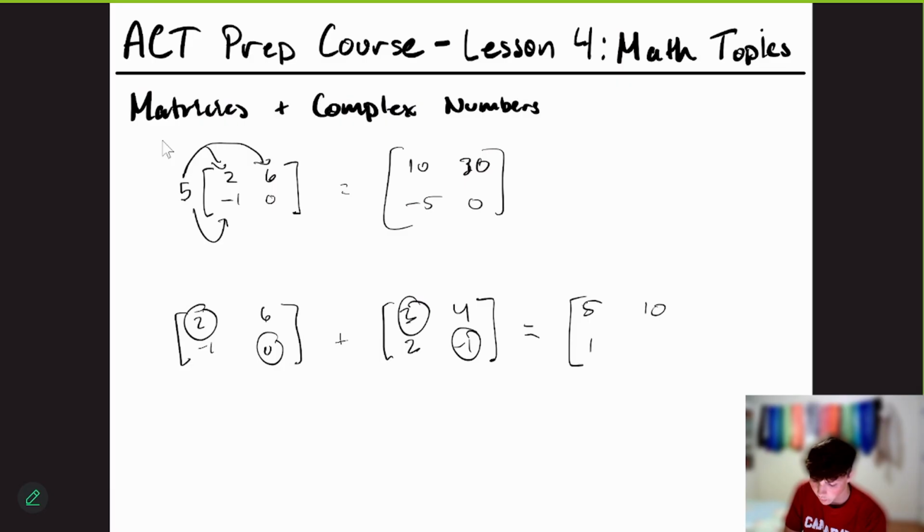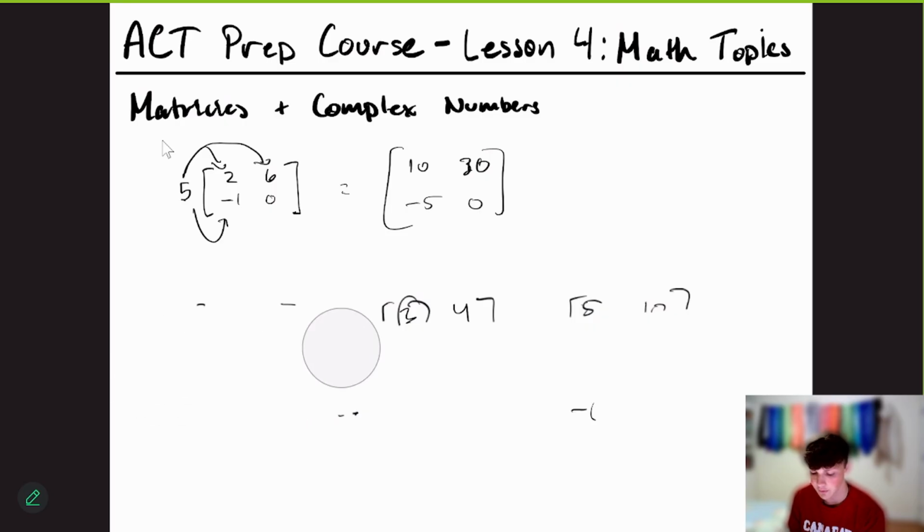Negative 1 plus 2 is 1. 0 plus negative 1 is negative 1. And the same thing would work with subtraction. 2 minus 3 is negative 1, and so on. Okay, so these are pretty simple with matrices.